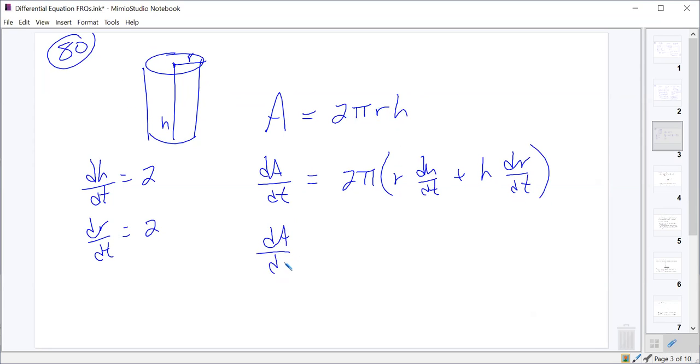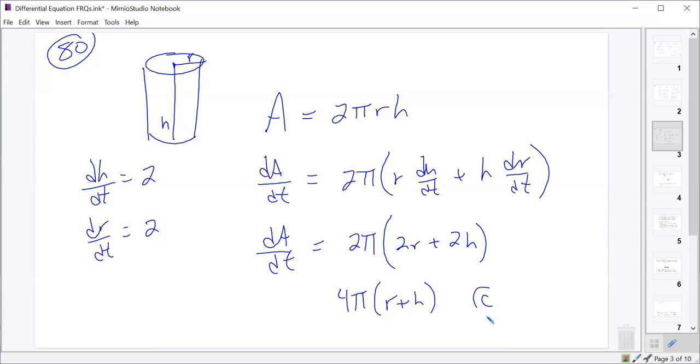And dA dt then should be 2 pi times, and then dh dt is 2 and dr dt is 2, so 2r plus 2h, which I guess looks like choice C if you factor the 2 out. So 4 pi times r plus h, choice C. Any questions there on number 80?